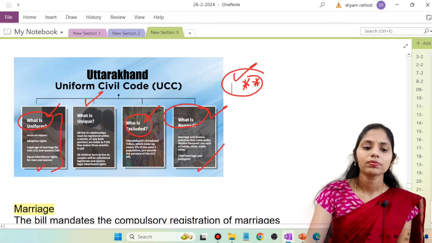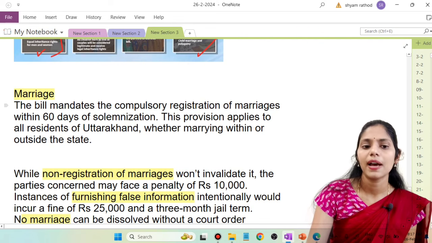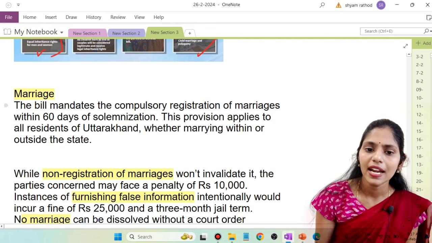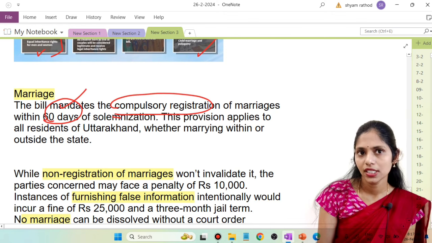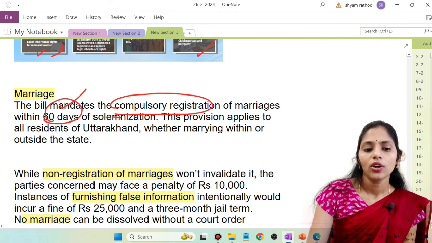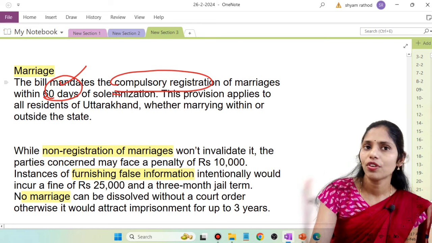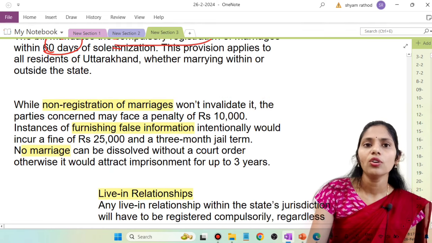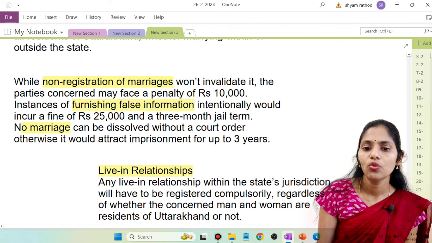So now let us see one by one in detail. The first one is marriage. This bill mandates compulsory registration of marriages within 60 days. After marriage, within 60 days they have to register, that means within 2 months. Even if you're marrying inside or outside, you have to go for registration. And non-registration of marriages won't invalidate them.